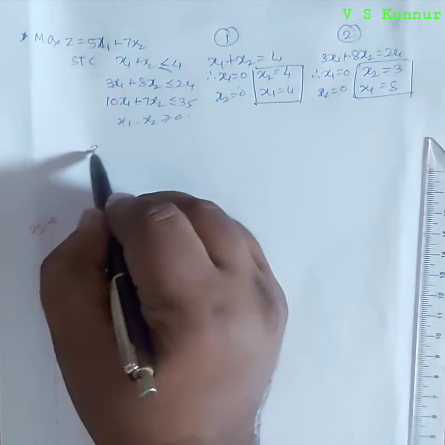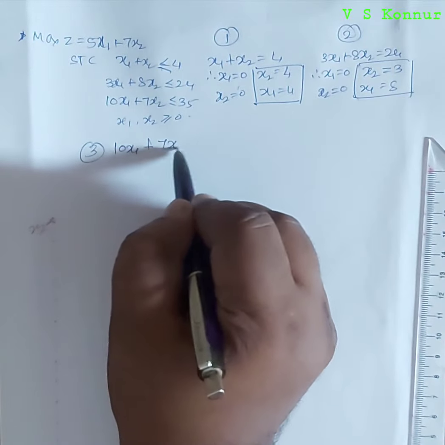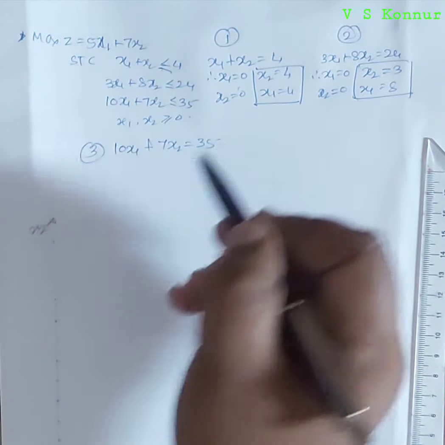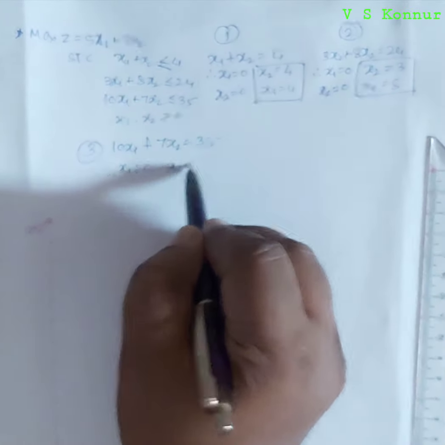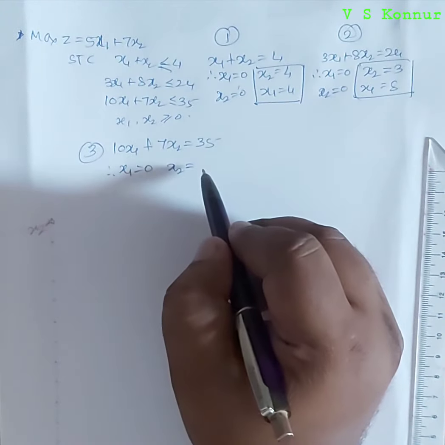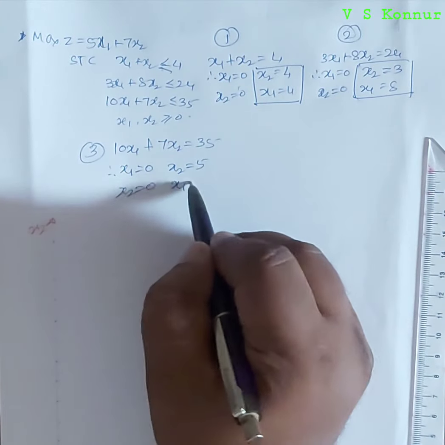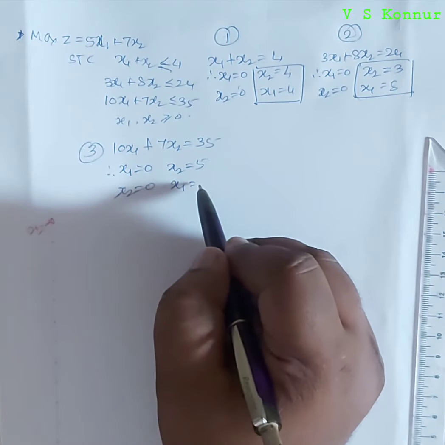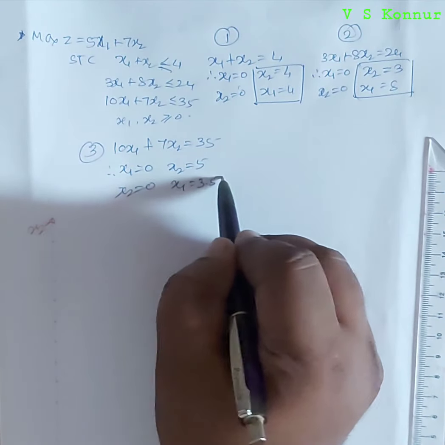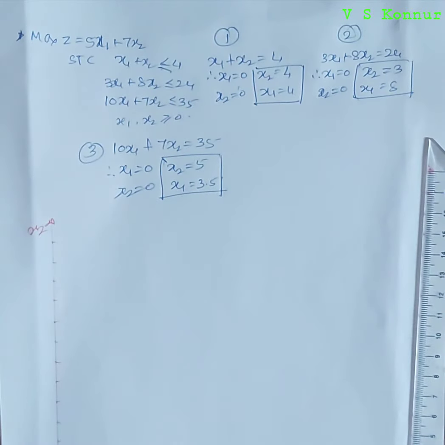Third constraint, 10x1 plus 7x2 is equal to 35. Put x1 equal to 0, we'll get x2 equal to 5. Put x2 equal to 0, x1 is equal to 3.5. So we got 3 lines.